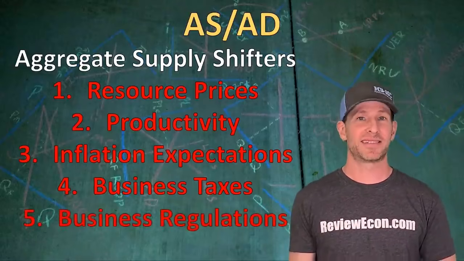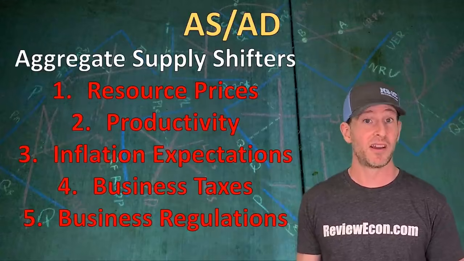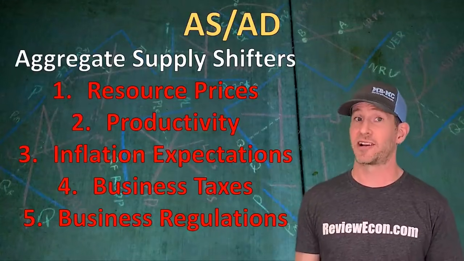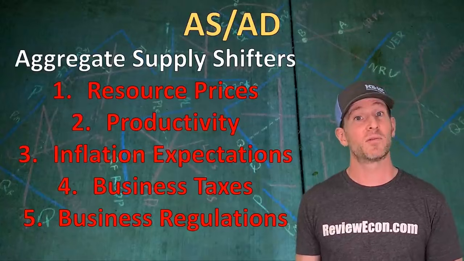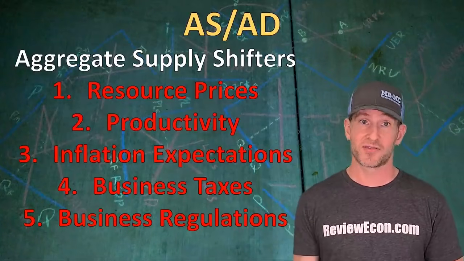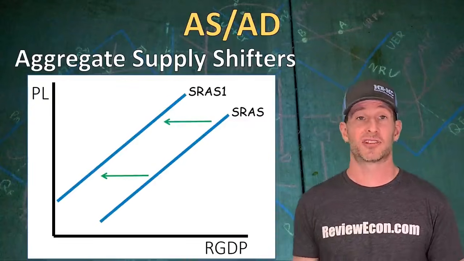And the last one is business regulations. If we see a decrease in business regulations from the government, we will see a rightward shift of the short-run aggregate supply curve. Likewise, an increase in regulations on business will decrease that short-run aggregate supply curve, shifting it to the left. And on the graph, a shift to the left is a decrease, and a shift to the right is an increase.